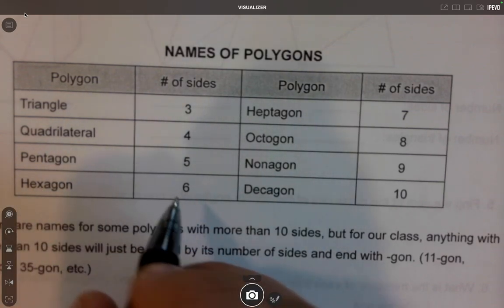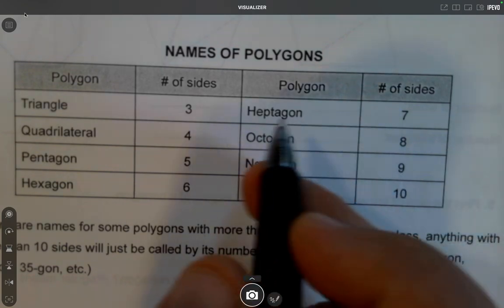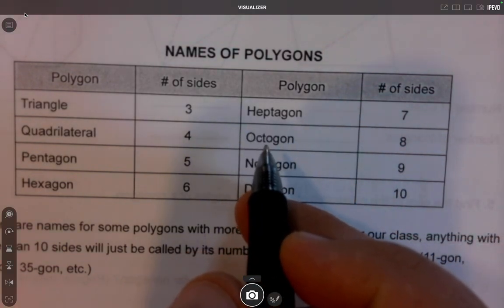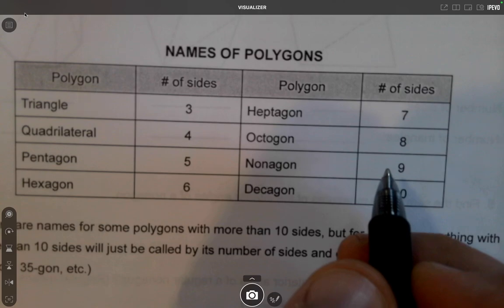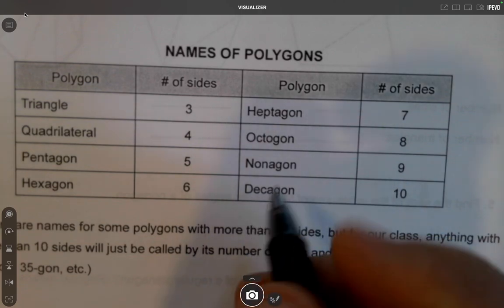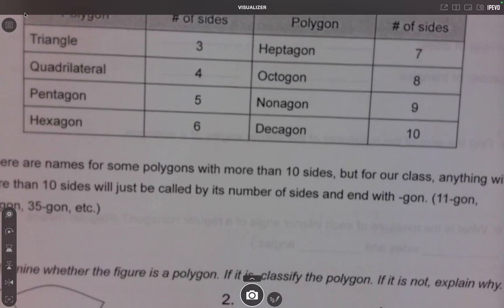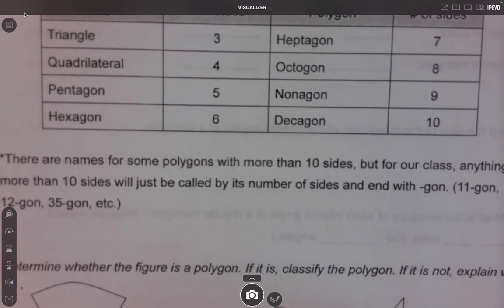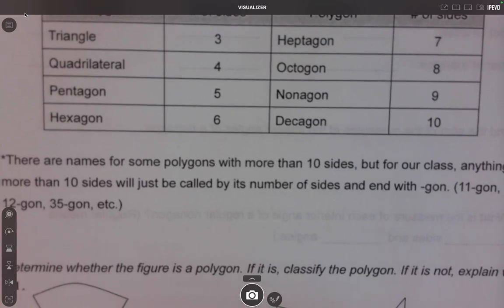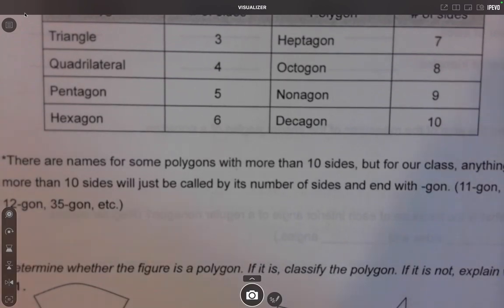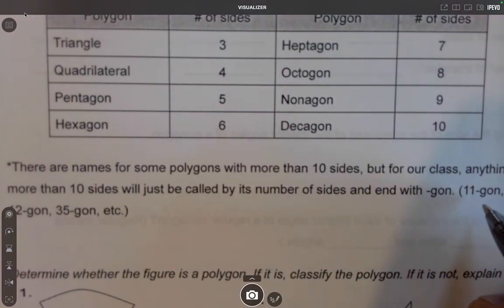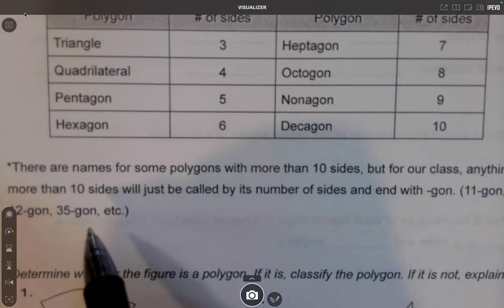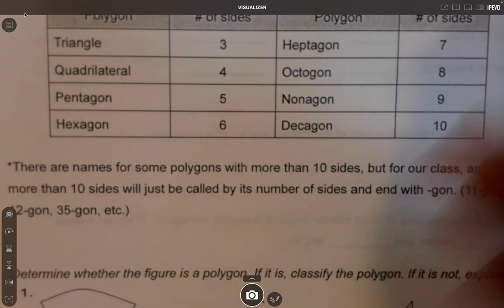Hexagon, hex means 6. Heptagon means 7. Octo, like octopus, means 8. Nonagon, 9. Decagon, like decade, 10. So there are names that they've made up for things more than 10. I think there's dodecagon, might be the name for 12. But we don't have to remember anything beyond that as far as this class is concerned. Anything bigger, we'll just put the number of sides, a dash, and then gon. So if it has 11 sides, we'll just call it an 11 gon. 12 sides, we'll call it a 12 gon, and so on.